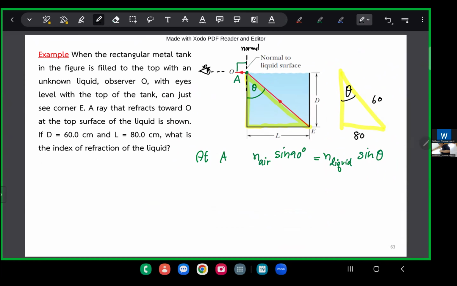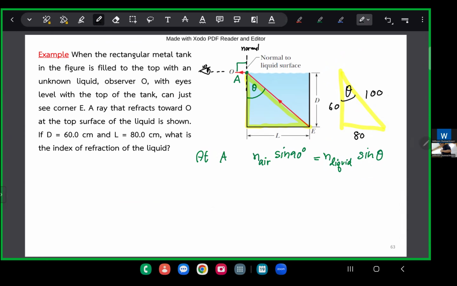60 is not in that position right there. Sorry, guys. 60 is here. There you go. From here, some of you have probably already observed this is a 3, 4, 5 triangle. Is that right? I think so. So theta can be found no matter what.